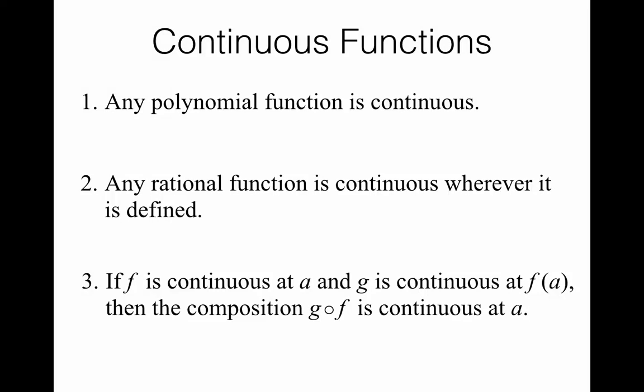We can also combine continuous functions using composition. If f is continuous at a number a and g is continuous at f of a, the number f of a, then the composition function g composed with f will be continuous at a. So in other words, a continuous function of a continuous function is a continuous function.